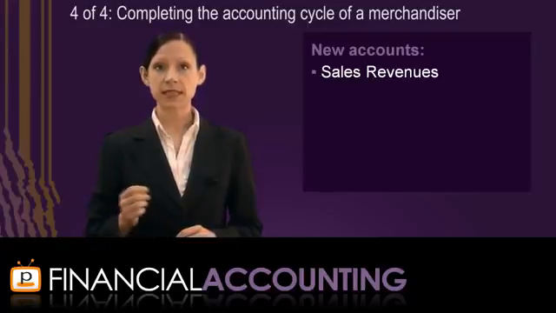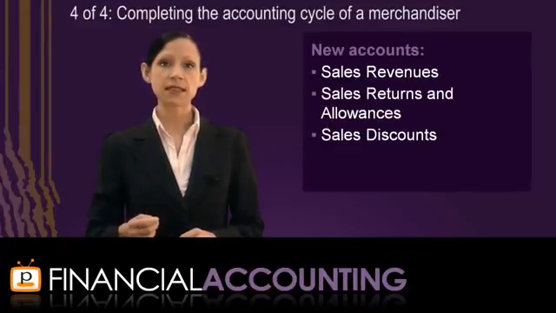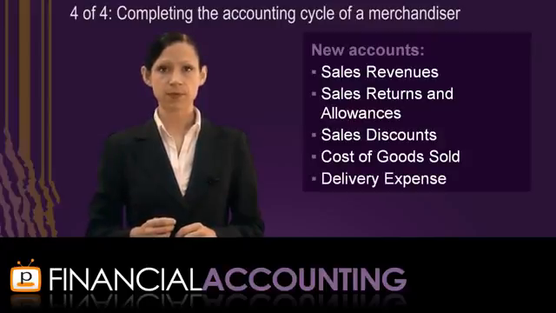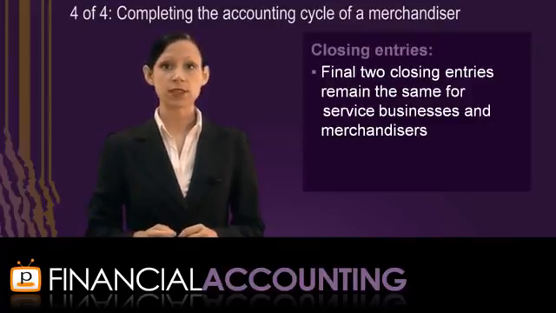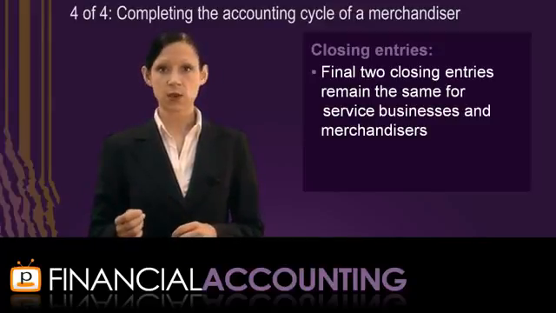In the second closing entry, all temporary accounts with a debit balance are closed to the income summary account. The new accounts closed here include sales returns and allowances, sales discounts, cost of goods sold, and delivery expense. The final two closing entries to close the income summary account to equity and then close the withdrawals account to equity remain the same for both service businesses and merchandisers.